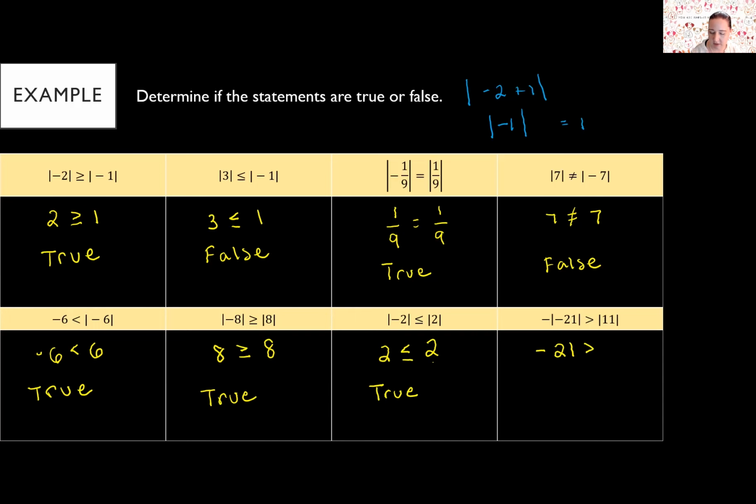Then we have a greater than, and then the absolute value of 11 is 11. So we are asking ourselves, is -21 greater than 11? And that's false. So -21 is smaller than 11. So this is a false statement. It's not greater, it's smaller, it's less than. So that whole thing is false.